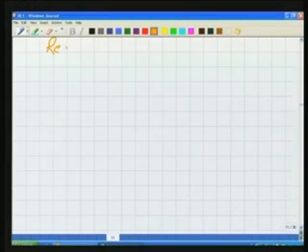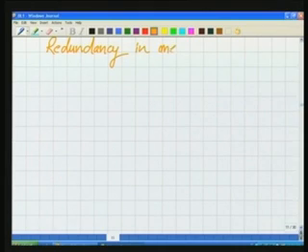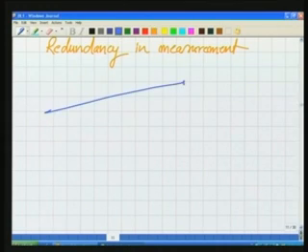So what should we do? How can we avoid this kind of thing? To avoid this kind of thing, there are two ways. Number one, we say redundancy in measurement. What is the meaning of that? The meaning of that is, if we are measuring a length L3, we should measure it a number of times.